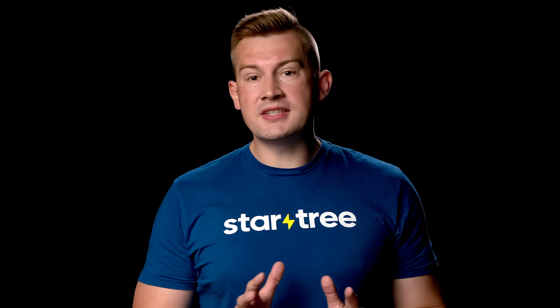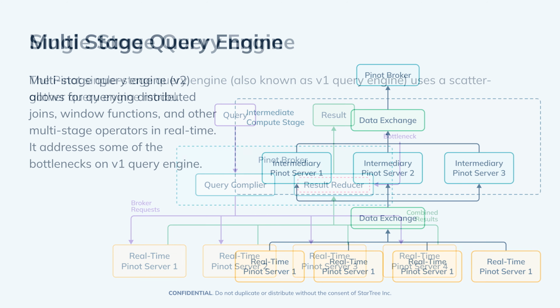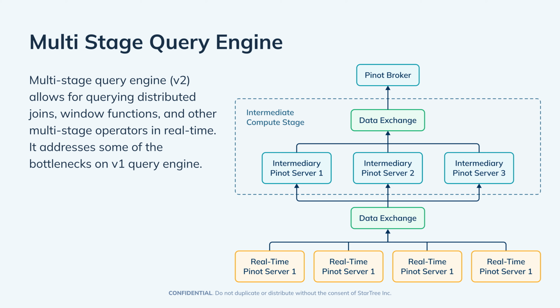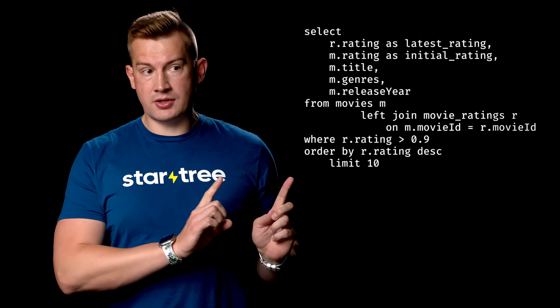To handle these types of situations, there is a multi-stage query engine that has been available since Apache Pinot 1.0. It is designed to handle complex queries and larger datasets. Let me explain how it works. The multi-stage query engine breaks down the query into multiple subplans, also known as stage plans. Each stage runs across a different set of servers. So let's take an example with this query.